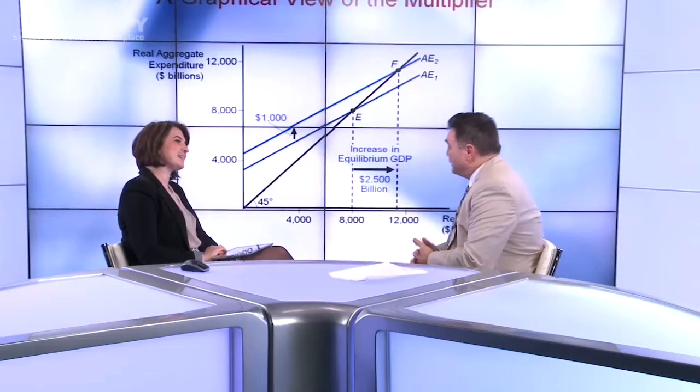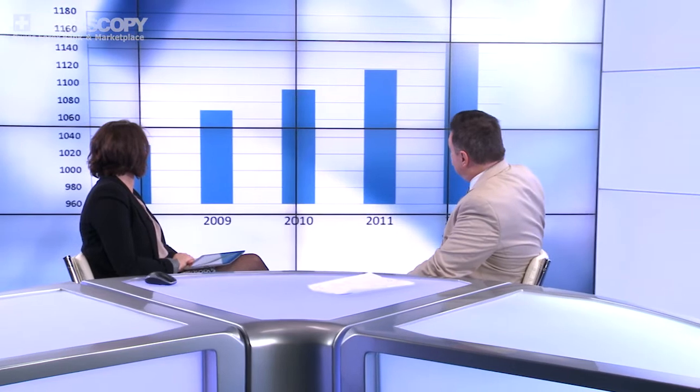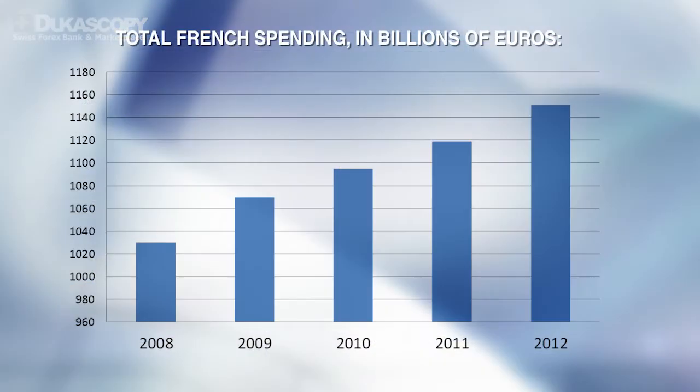And if you look at this graph of French spending, we can see that every single year since 2008, French spending has increased. It's actually increased an average of 2.3%. That's not exactly what I would call austerity.